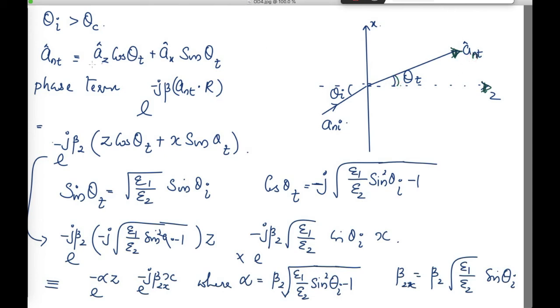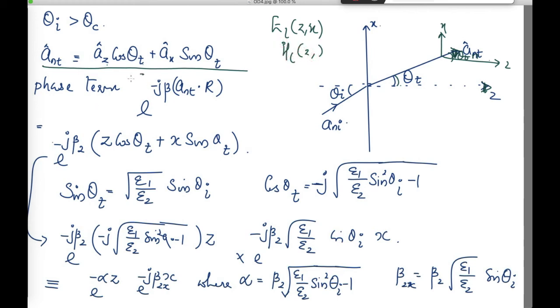So a_nt, if we solve and write it, you can write it as a_z cos theta t plus a_x sin theta t. This is the x direction and this is your z direction, and this is the angle theta t. So you can resolve them into x and z components as a_z cos theta t plus a_x sin theta t. So every term, E_t of z or H_t of zx, you have a phase term equal to e raised to minus j beta a_nt dot r.